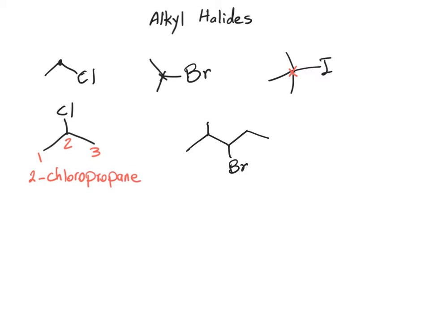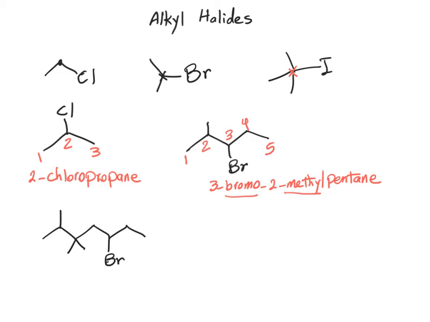In the second molecule, the longest carbon chain has 5 carbons. And we have to give the first substituent, which is the methyl group, the lowest number. It's 1, 2, 3, 4, and 5. And this molecule is 3-bromo-2-methylpentane. Bromine comes first because the side chains come in alphabetical order.